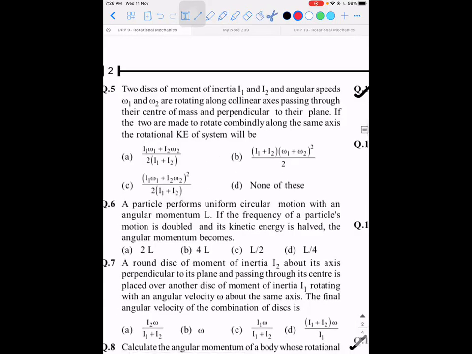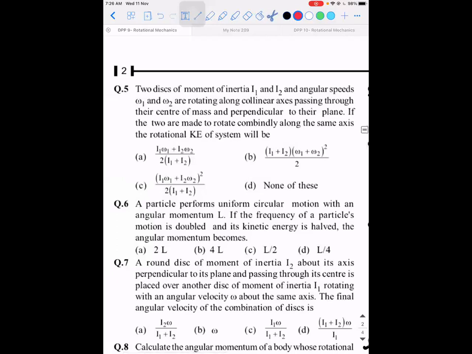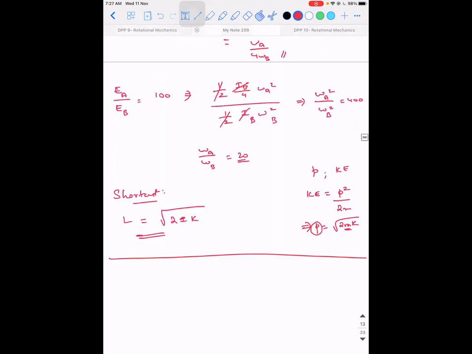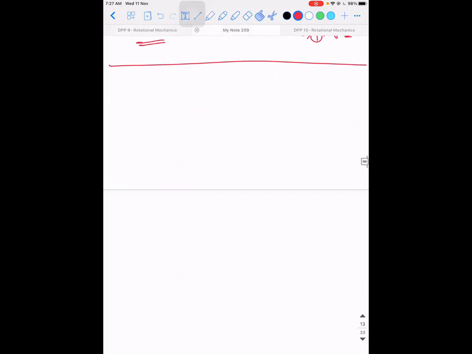Next. Two disks of moment of inertia I1 and I2 and angular speeds omega 1 and omega 2, rotating along a collinear axis passing through the center of mass and perpendicular to the plane. If the two are made to rotate combinedly along the same axis, the kinetic energy of the system will be. Let's calculate.